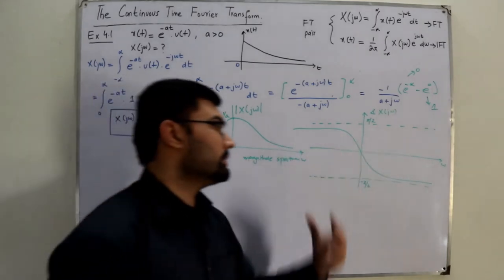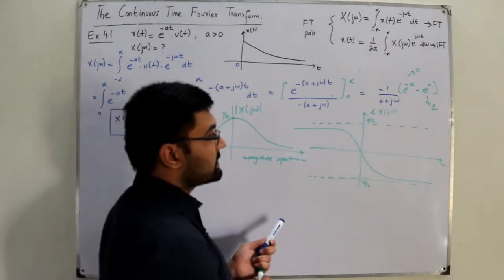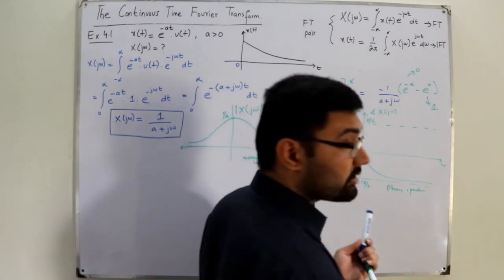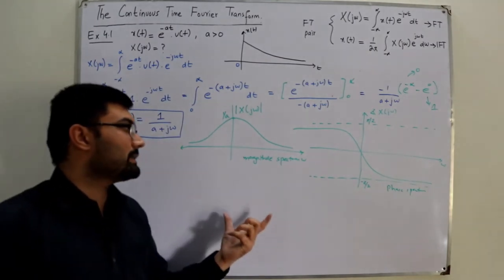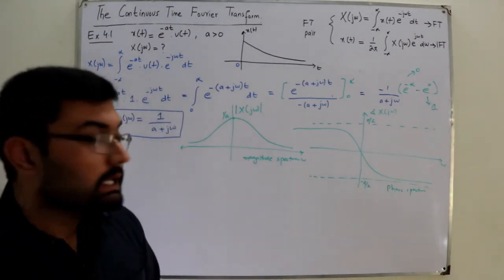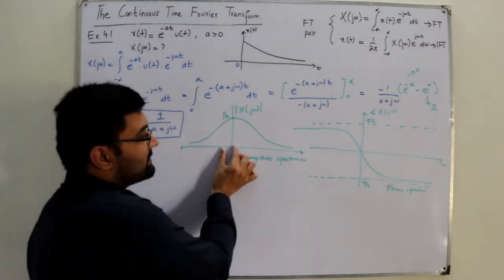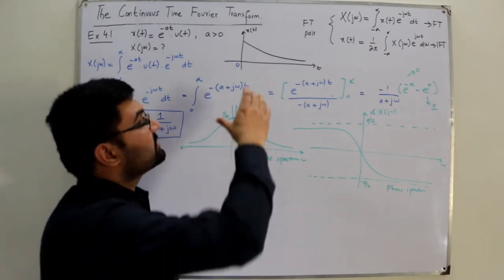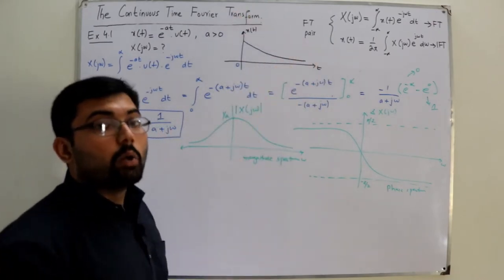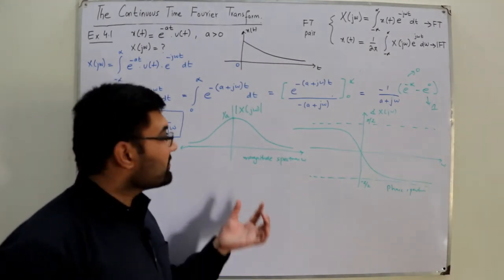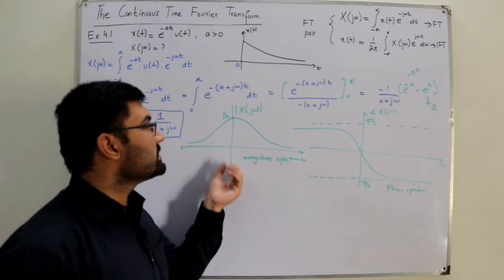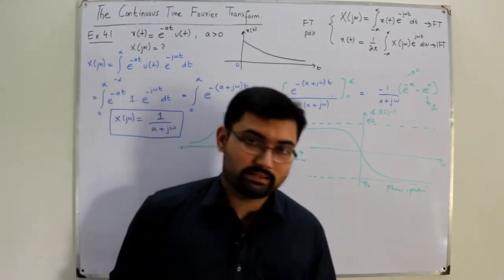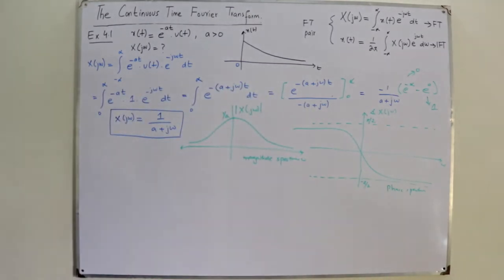So this is what you get. This was the magnitude spectrum. This is the phase spectrum. The important thing from the signals and systems point of view is that from seeing the magnitude spectrum, you should be able to tell the behavior of the signal. In this case, the lower frequencies are dominant. The higher frequencies are not dominant. Which means in making up this signal, exponential of negative at with a positive, the lower frequencies contribute more to the formation of this signal. This is the information that lies in the graph. Is that fine?